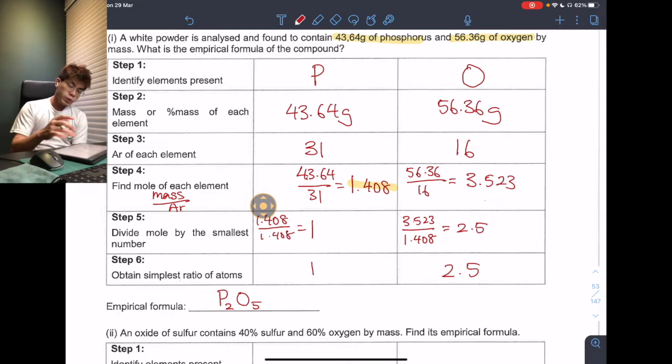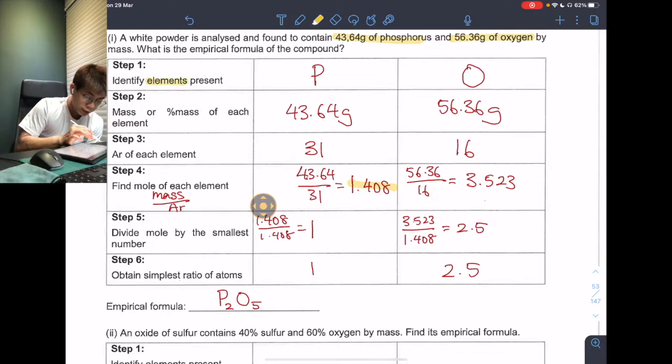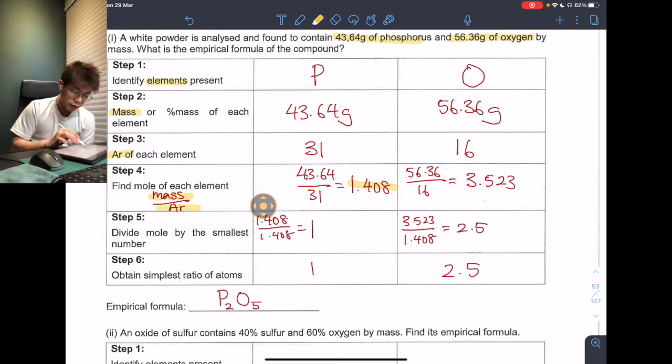Now this table, some of you might be asking, what should I label on my left column? Let me highlight the words to write. The first one, you write elements. After that, mass, AR. I like to write mass divided by AR. I like to write smallest, and I like to write ratio.